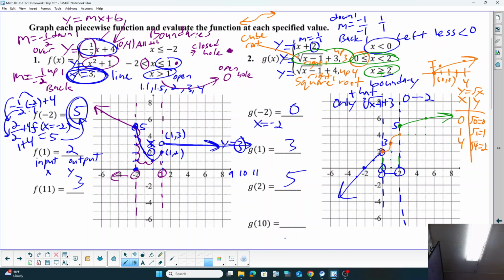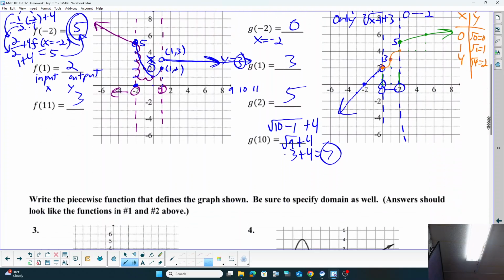That's a tough one. So 10 is greater than or equal to 2, greater than 2. So you're going to have to plug it in there, because we can't really see it on our graph or predict it. So 10 minus 1, right, plus 4. So the square root, we have to plug into that bottom equation. So it's going to be 10 minus 1 is 9. And the square root of 9 is 3. And 3 plus 4 is 7. We did it! Cool. Good job.